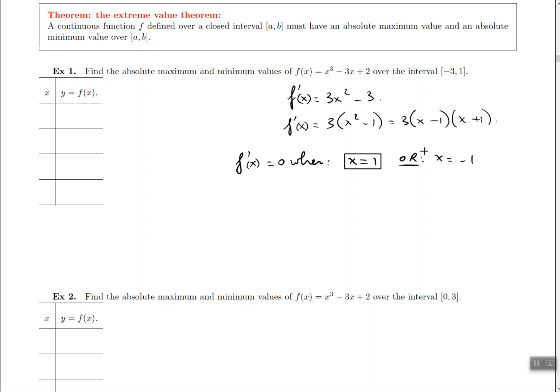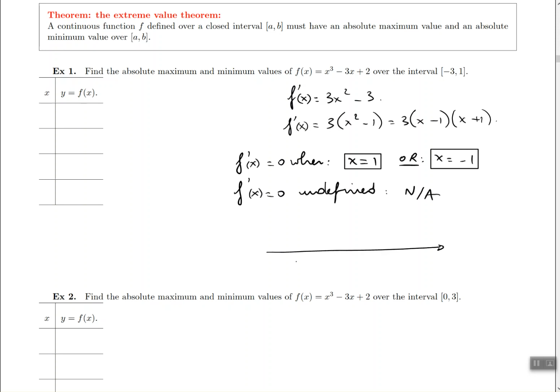Okay, so once you find the numbers, you're going to say which one of those belongs in the interval -3 and 1. Well, both of them will belong in the interval. Now, is there a chance for the f prime to be undefined? Is that possible? The answer is, in this case, no. There is no way that this derivative can be undefined.